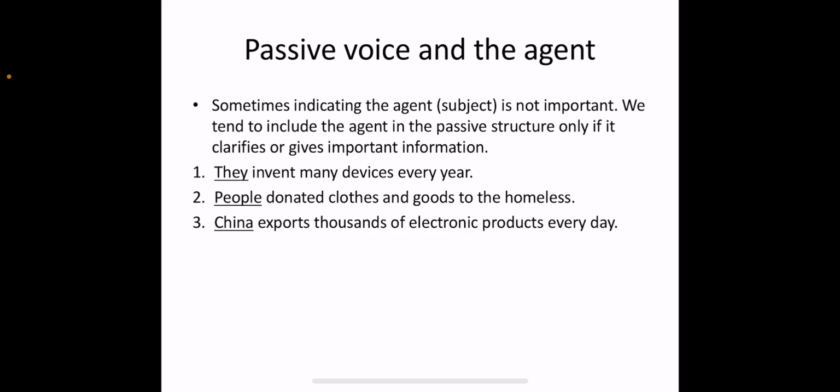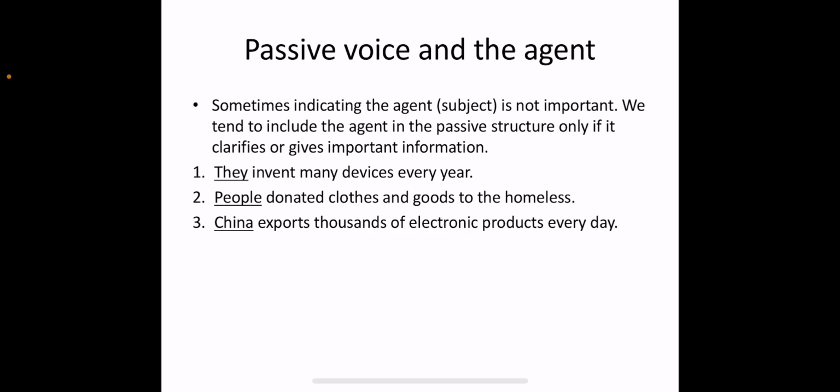Ready? Did you do it? Let's take a look at that. Number 1 says, they invent many devices every year. When we convert, the first thing that we need to do is identify the object, because we're going to start our passive sentence with the object. So in this case, the object most of the time is the phrase or word that is after the verb. So in number 1, the verb is invent. So what is after invent is my object. So many devices.